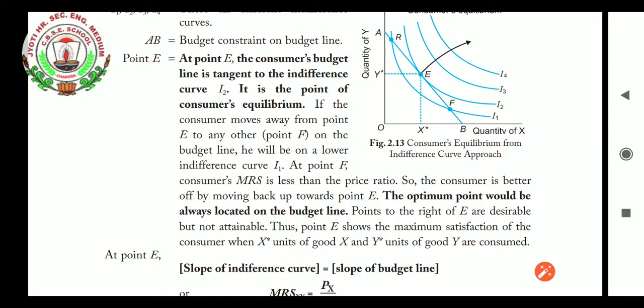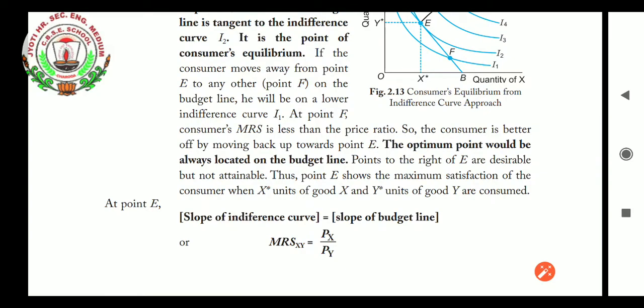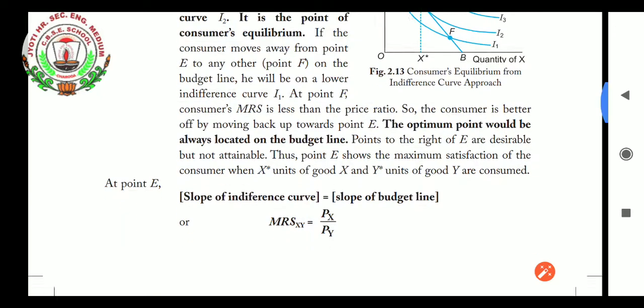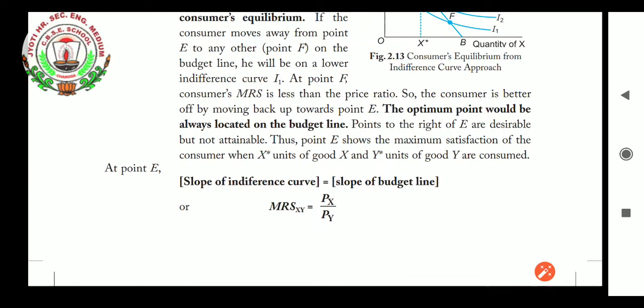If the consumer moves away from point E to any other point F on the budget line, he will be on a lower indifference curve I1. At point F, the consumer's MRS is less than the price ratio. So the consumer is better off by moving up towards point E. The optimum point would always be located on the budget line. Points to the right of E are desirable but not attainable. Thus point E shows the maximum satisfaction of the consumer when X* units of good X and Y* units of Y are consumed. Slope of indifference curve equals slope of budget line.